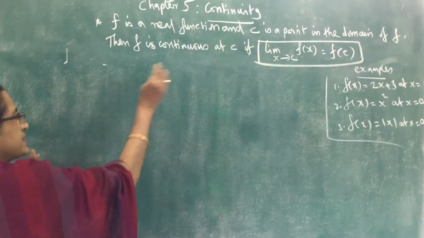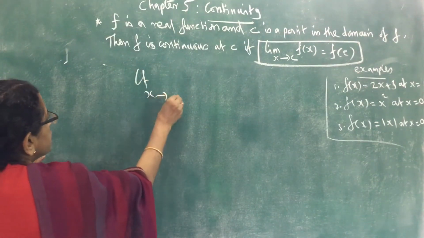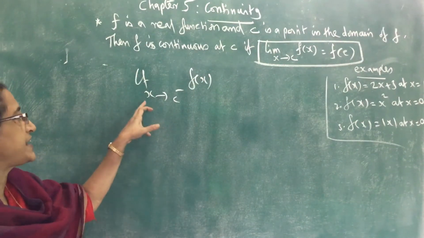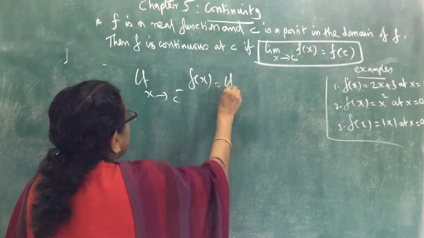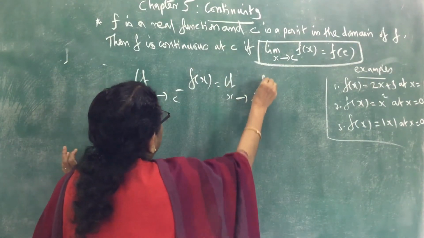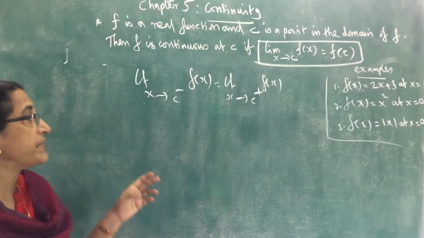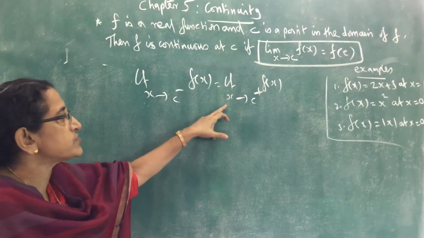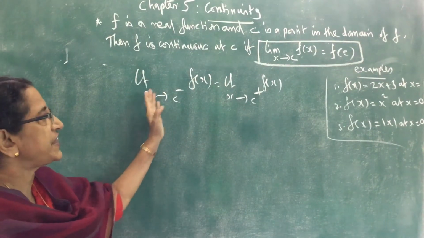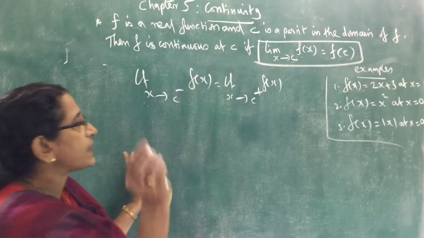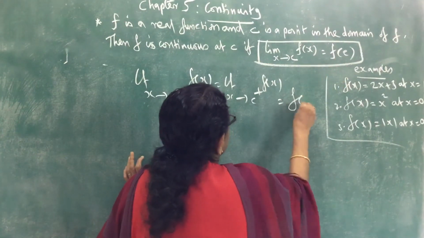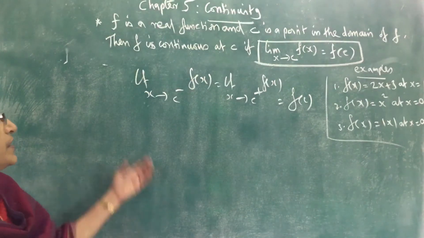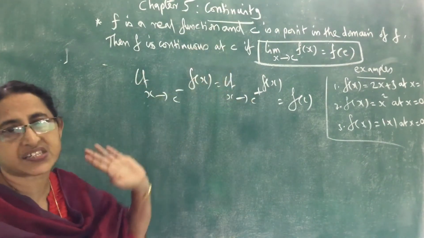So in other words, we can say limit x tends to c minus f of x is called the left hand limit of f of x at x equal to c. That is equal to limit x tends to c plus f of x. This is the right hand limit. Left hand limit equals right hand limit, and that will be equal to f of c, the value of the function. So if these three are equal, then only the function is continuous.